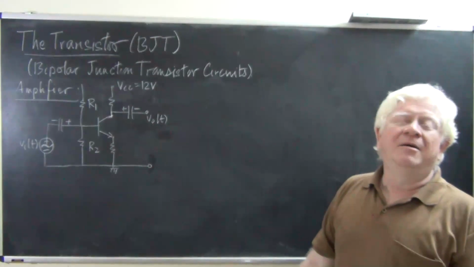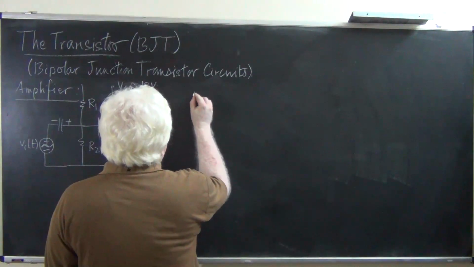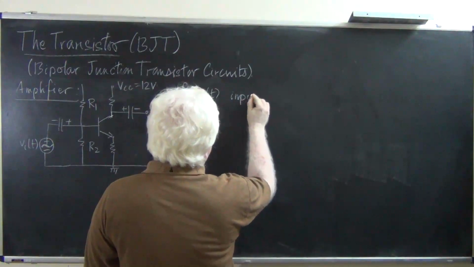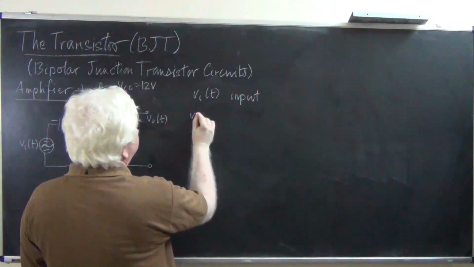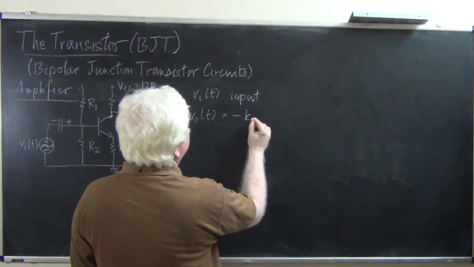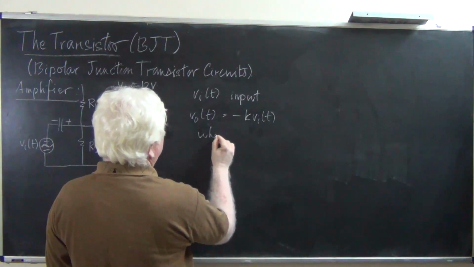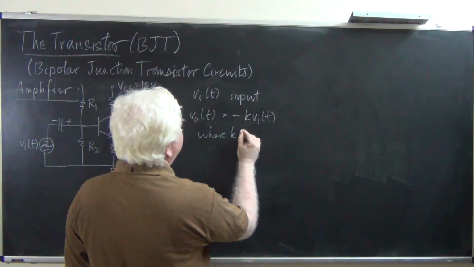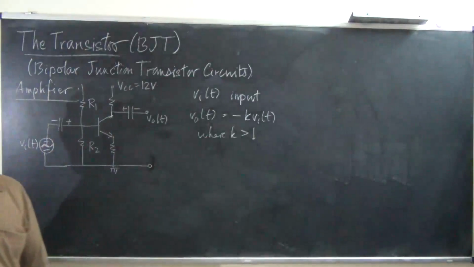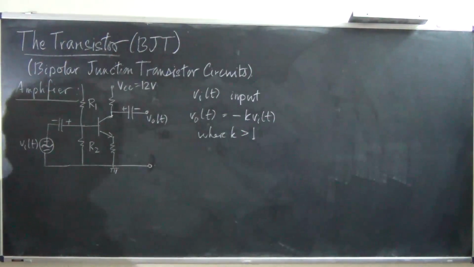That is to say, if you have Vi(t) as the input, then Vo(t) will be equal to minus k times Vi(t), where k is the amplification factor and k will be greater than 1 by some amount. So this is the kind of behavior one is supposed to expect from a transistor amplifier.